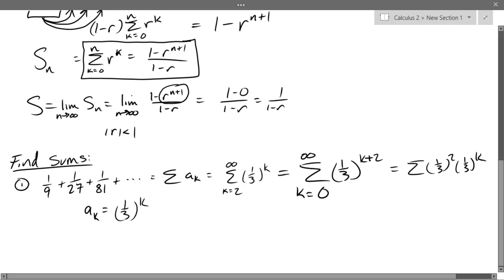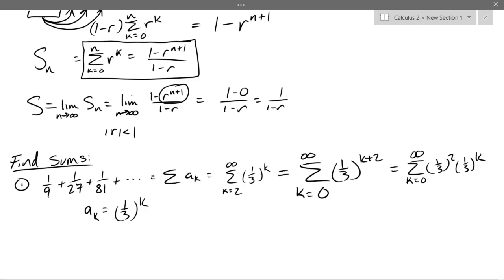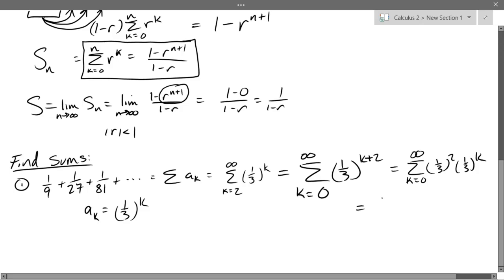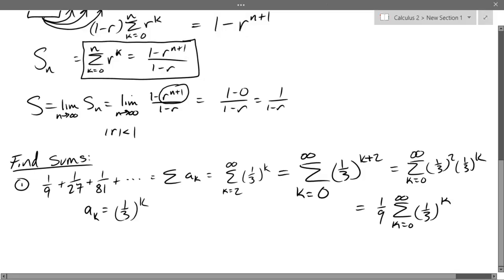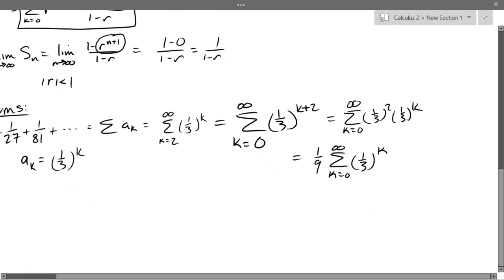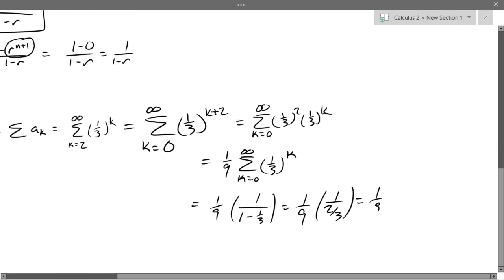So we are almost there. The very last thing I'm going to do is factor out 1/3 squared, which is 1/9. Now we just have 1/3 to the k power. And finally, we're ready to apply the geometric sum formula. We have 1/(1 − 1/3), which is 1/(2/3). Multiply by the reciprocal: 1/9 times 3/2, which is 1/6.